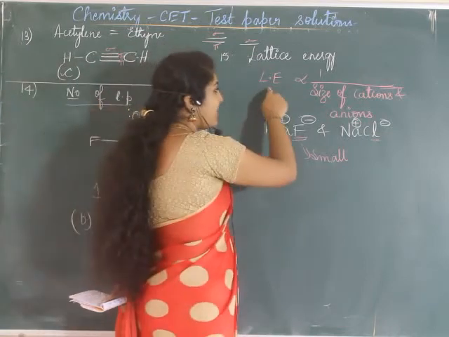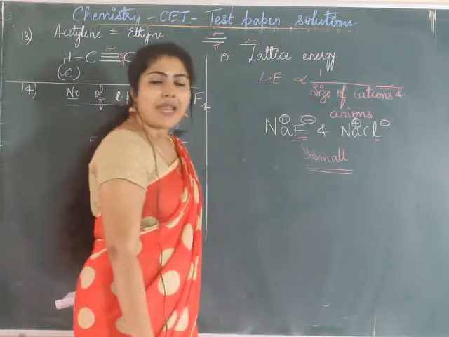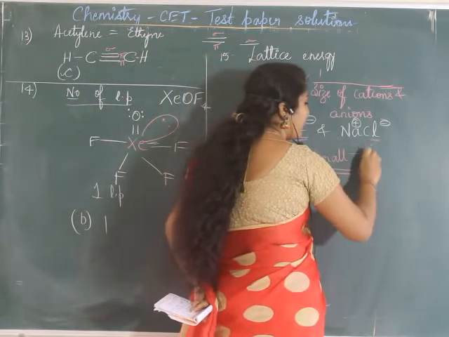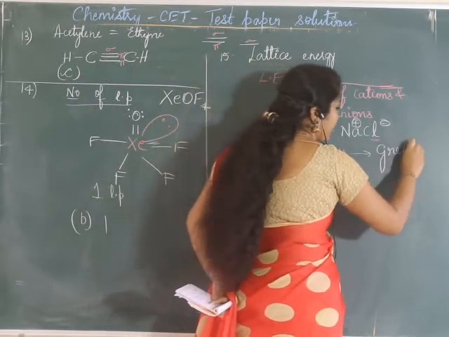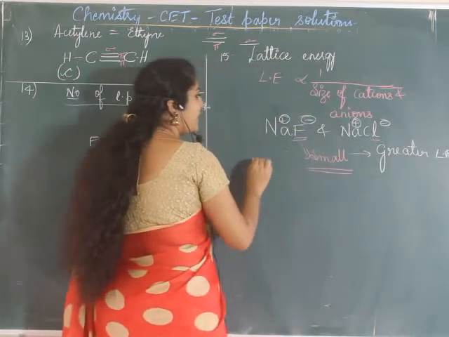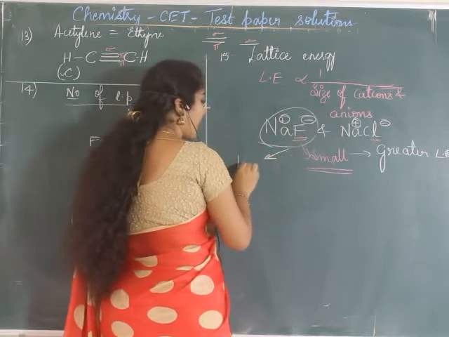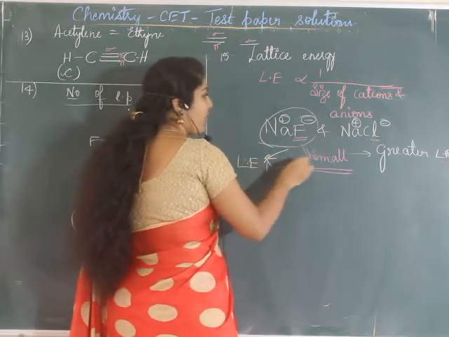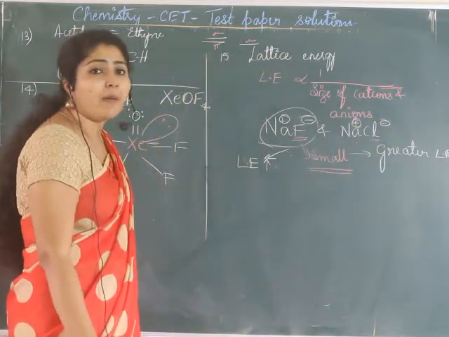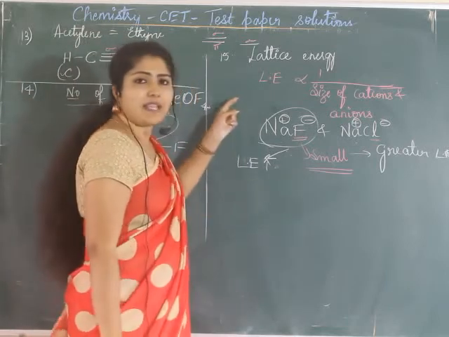So see, lattice energy is inversely proportional to size. Smaller the size of cation or anion, greater will be the lattice energy. So what does it tell? Sodium fluoride is smaller, so in sodium fluoride lattice energy will be more, whereas sodium chloride is larger in size, lattice energy will be less in it.